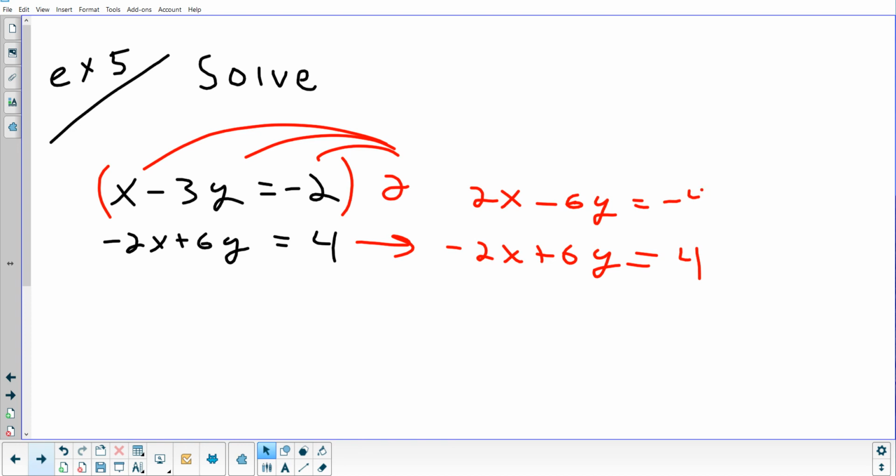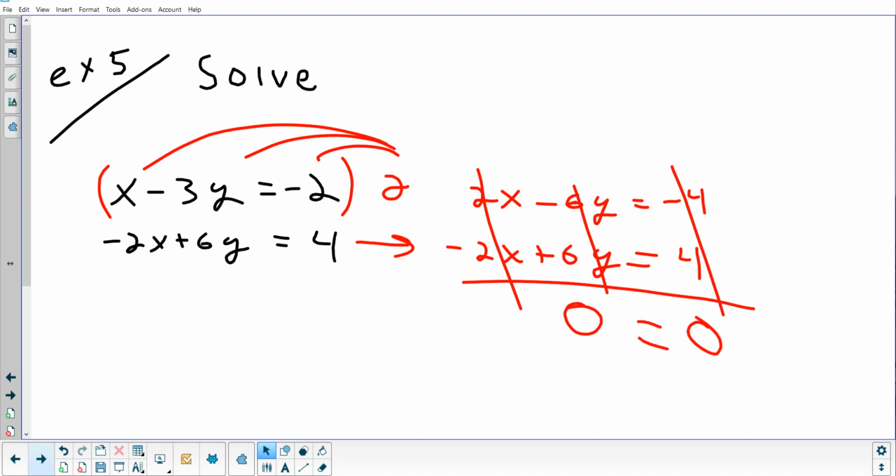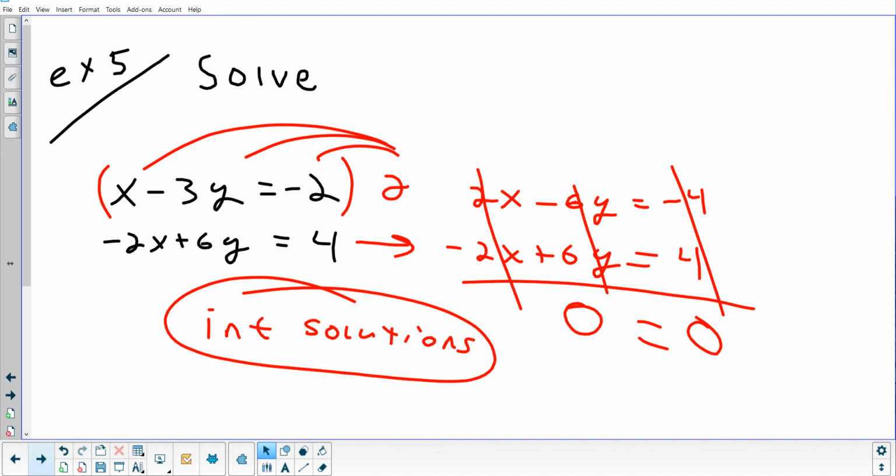Negative 4. And when you add the x's, what happens? How about the y's? 0. How about the constants? 0. So I end up with 0 on the left and 0 on the right. All the variables are gone, so it is a special case. What do you think the answer is this time? Same line. These are the exact same equation, one right on top of the other. So there's an infinite amount of solutions. Any questions on that?